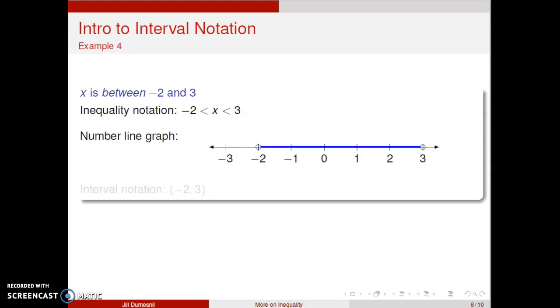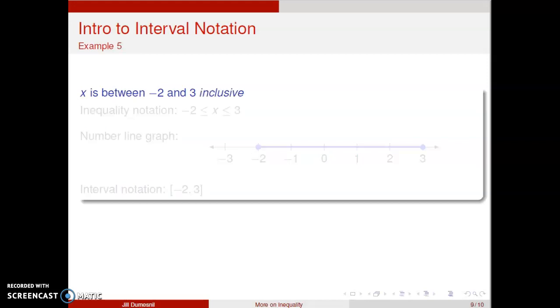The graph of this inequality has open circles at both negative 2 and 3, with shading between those values. The corresponding interval notation is open parenthesis negative 2, comma 3, parenthesis, with open parentheses on both ends since neither endpoint is included.